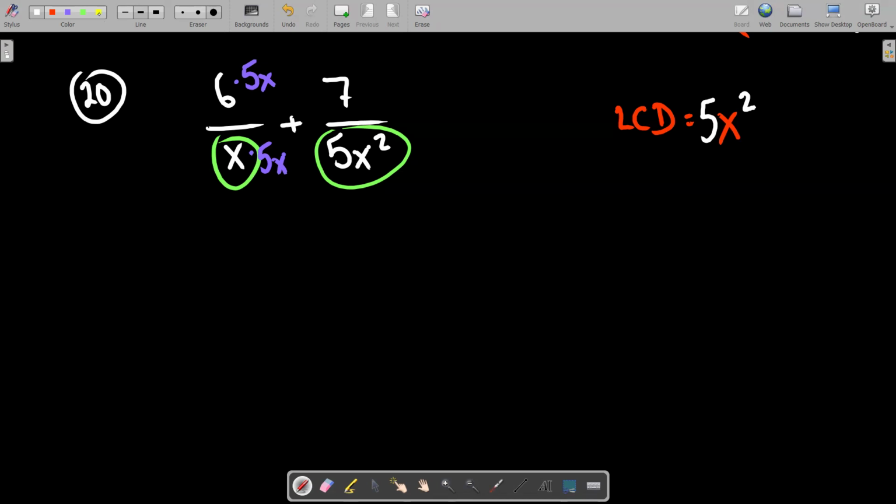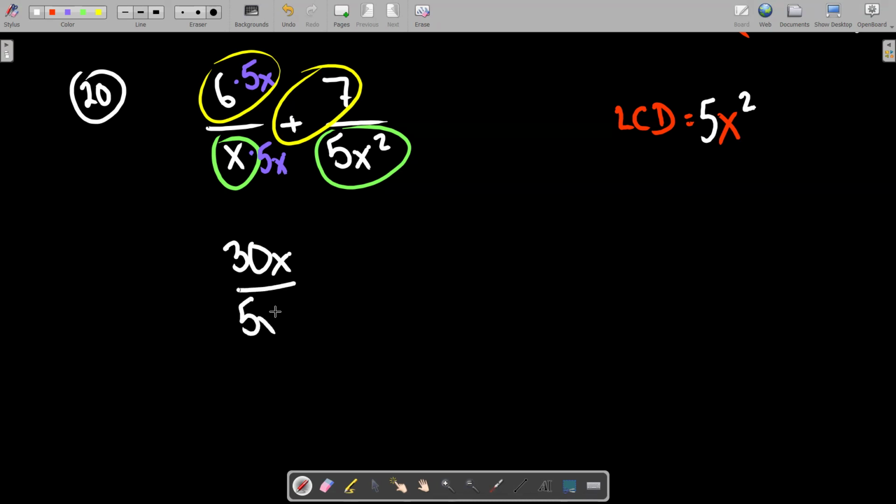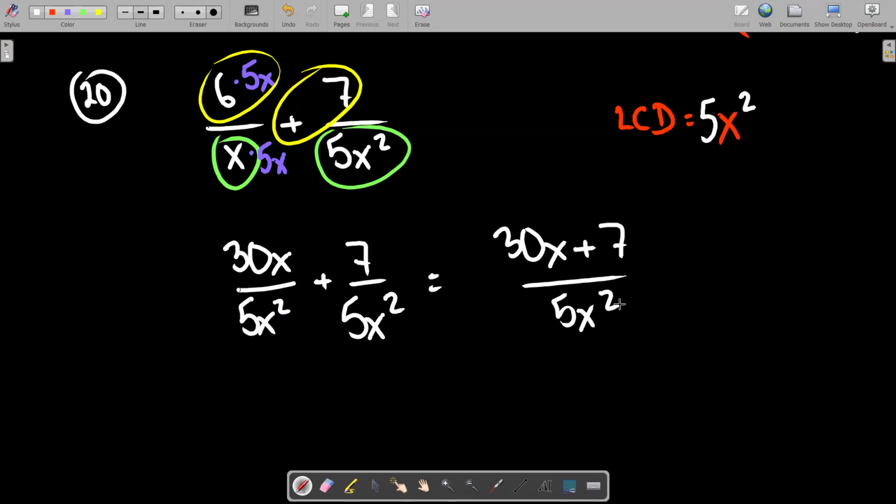So let's proceed and do these yellow problems, which really is not very exciting. What is 6 times 5x? 30. So we have 30x over 5x squared, and you will generally not do this step. I'm only doing this for instructional purposes. Going forward, we'll probably skip it every time. Plus 7 over 5x squared. And what you see now is that it looks exactly like any of the problems in section 1 through 18, because the bottoms are the same. So we can now hop ahead to our final answer, which is 30x plus 7 over 5x squared.